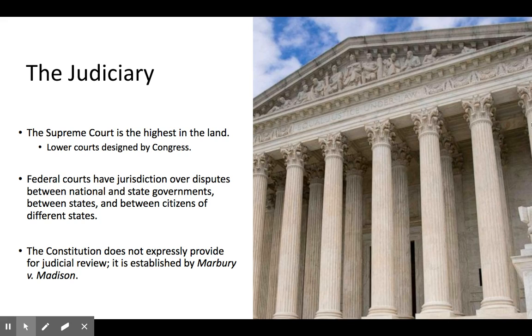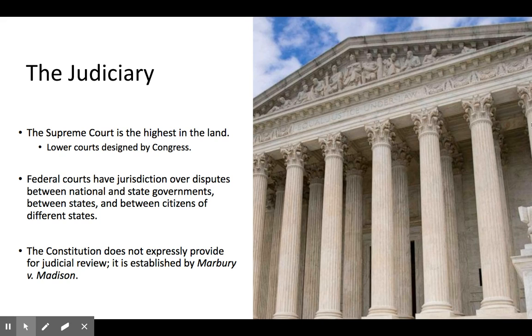And last is the judiciary. So the Supreme Court is the highest court in the land. Just as the Constitution is the supreme law of the land, the Supreme Court is the Supreme Court of the land. Lower courts are designed by Congress, so that's a power given to Congress to set up any kind of lower courts. Federal courts have jurisdiction over disputes between national and state governments, between states, and between citizens of different states. Okay, so that's the jurisdiction that those courts have.